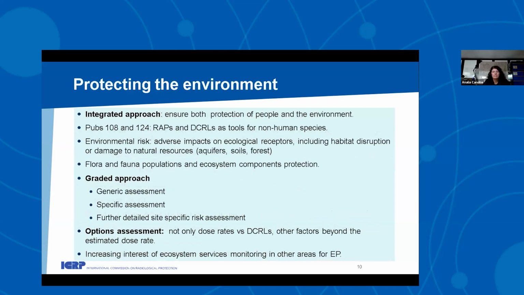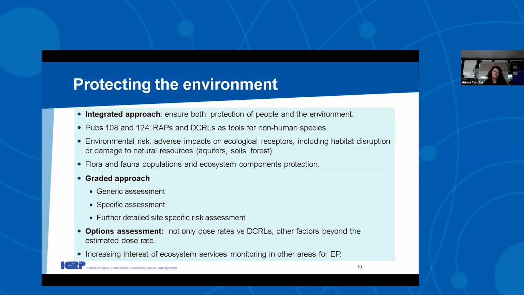Protecting the environment. And as Mike mentions, we recommend an integrated approach to ensure both protection of people and the environment, and to follow the different publications of ICRP, mainly 108 and 124, with the concept of the RAPs and the derived consideration reference levels as a tool for management of non-human biota, taking into account that we need to assess an environmental risk to determine which are the adverse impacts on the ecological receptors, including the habitat disruption that these remediation options could have to the natural resources, aquifers, and soils.